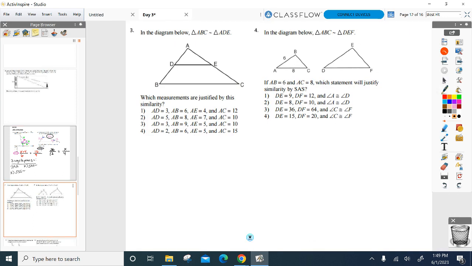Speaking of similar triangles, I'm going to tell you these two triangles are similar. What side lengths back that up? So I'll do number 1 with you, even though it's wrong, and show you how I know it's wrong. If AD is 3, AB is 6, AE is 4, and AC is 12, how do I know that those triangles wouldn't be similar with those lengths? Does 3 over 6 equal 4 over 12? They're not in the same ratio. So there's no way those can be side lengths. Go ahead with the remaining 3 and figure out which side lengths would put them in the correct proportion.